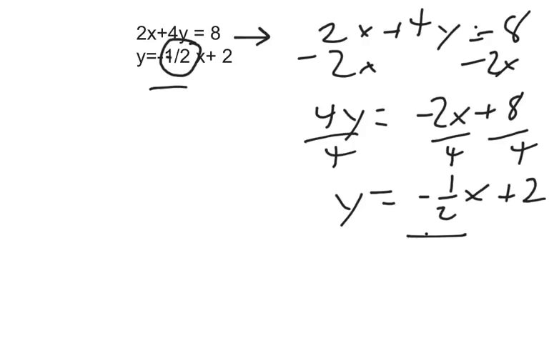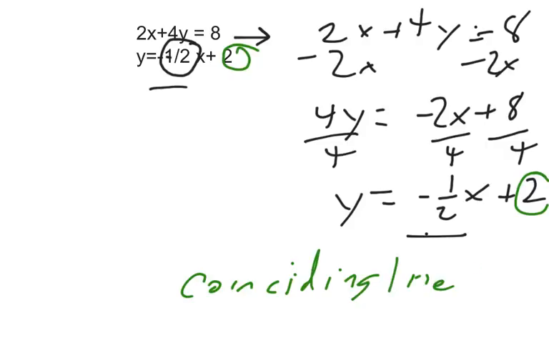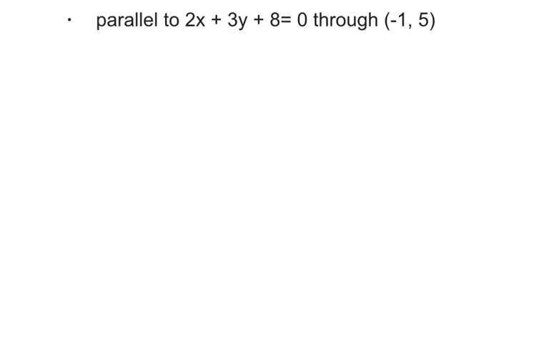Now those slopes are exactly the same, so now I need to check the other information, which is the y-intercept. Well, right there and right there I both have a positive 2, so this would be an example of coinciding lines. Everything's exactly the same when we solve for y.